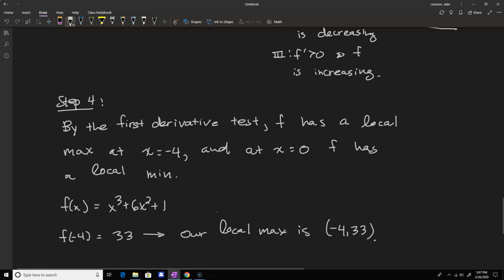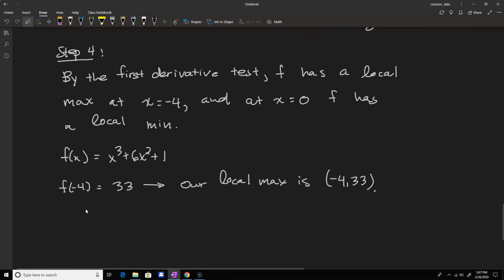And we can do the same thing with the local min that we found. We can go ahead and plug in the other value, 0. That's easy because that just gets rid of all the x cubed and 6x squared terms. So f of 0 comes out to 1. So our local min is 0, 1. Okay, so let's look at another example.